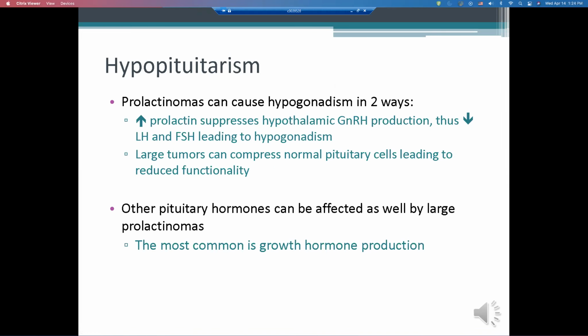Another way is by direct suppression or destruction of normal cells that are controlling the LH and FSH. So destruction of those cells can lead to hypogonadism. Now, other pituitary hormones can be affected as well by large prolactinomas, and the most common function to be lost is growth hormone function. ACTH and TSH are rarely affected by large adenomas, but we definitely see patients who come with pan-hypopituitarism. And when we say pan-hypopituitarism, it's more than 3 axes affected by the tumor.